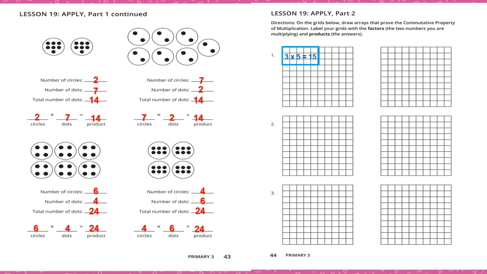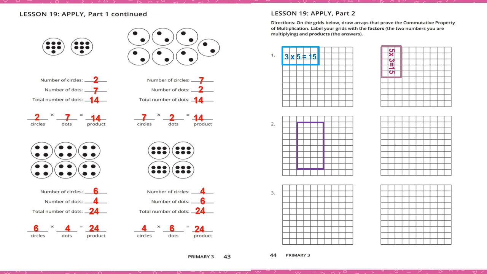If we want to find the commutative property for it, it means we can switch factors and the product will not change. So we have 5 times 3 equals 15. We have 3 times 5, and it can be 5 times 3. So let's draw 5 times 3. 5 times 3 equals 15. So I have here 5 rows and 3 columns, but in the first one I have 3 rows and 5 columns.